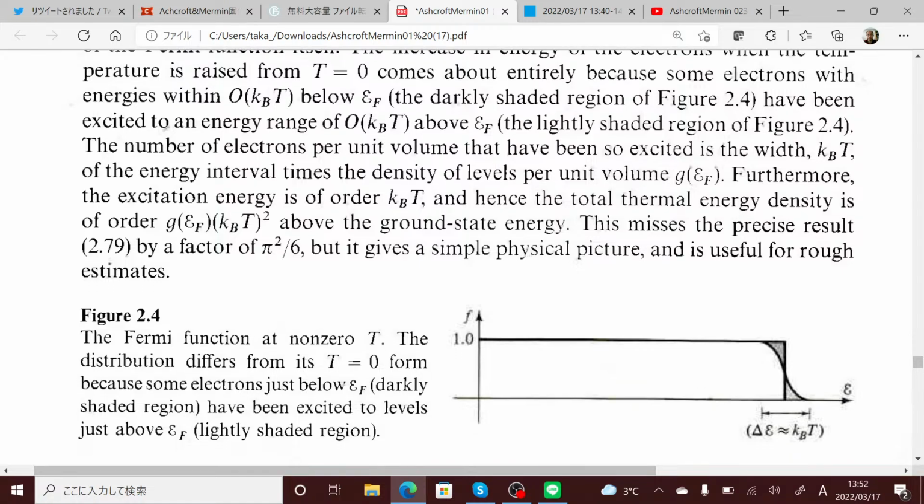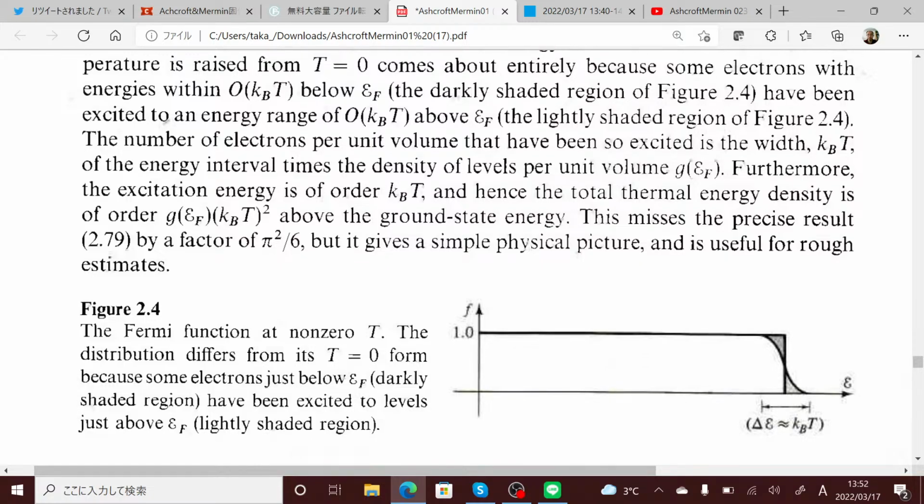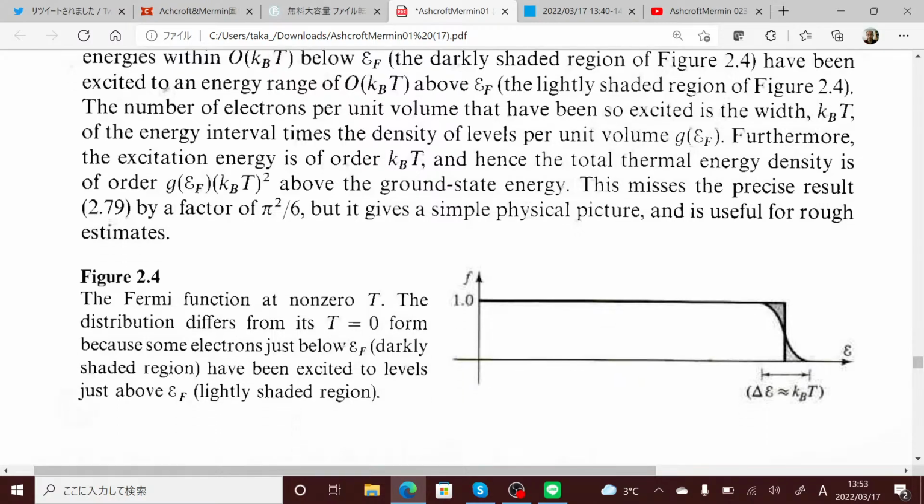Furthermore, the excited energy is of order kBT, and hence the total thermal energy density is of order g(epsilon F) kBT squared above the ground state energy. This misses the precise result 2.79 by a factor of pi squared over 6, but it gives a simple physical picture and is useful for rough estimates.